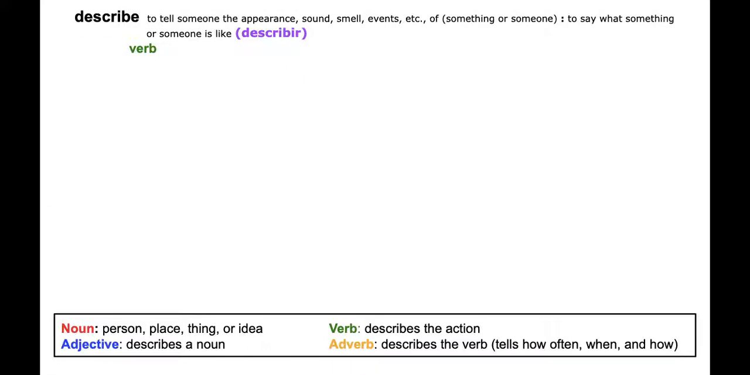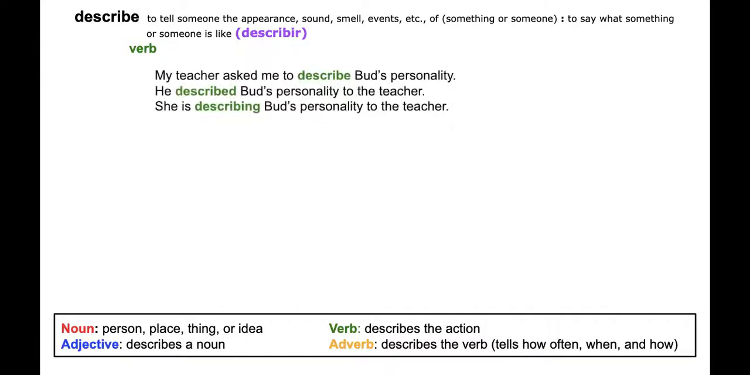Describe means to tell someone the appearance, sound, smell, events, etc. of something or someone, or to say what something or someone is like. In purple, you'll see the Spanish translation. Let's look at some example sentences with the verb describe.